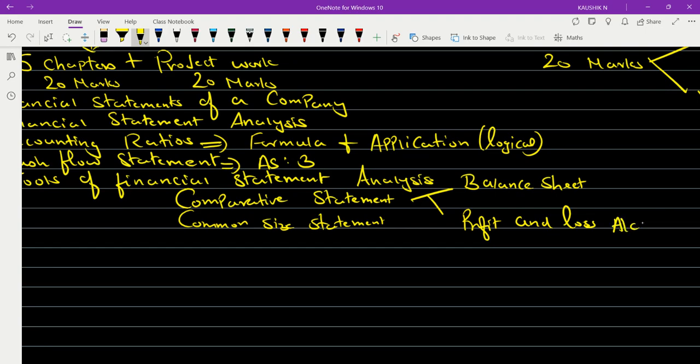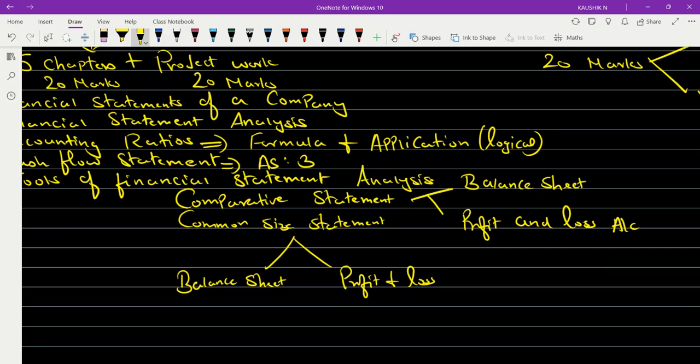So these two are the financial statements which we are going to make use of to do the comparative statement. In the same way, even for the common size statement, we will make use of your balance sheet and your profit and loss account.